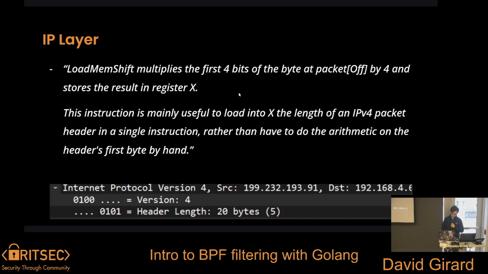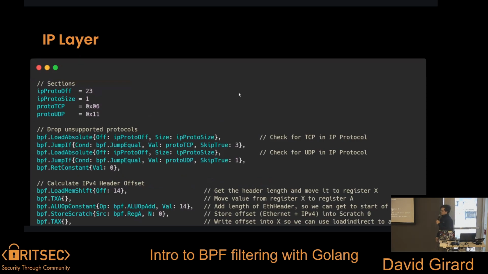So it's kind of a word vomit up to this point, but this is where you're actually doing filtering. There's a lot of commands that are going to be very similar. We have the load memshift we just talked about. We have jump if, load absolute. All of these things correlate directly to assembly instructions, and actually exposed in Go, when you have these values, you can pull out the bytes that make up the assembly code if you wanted to.